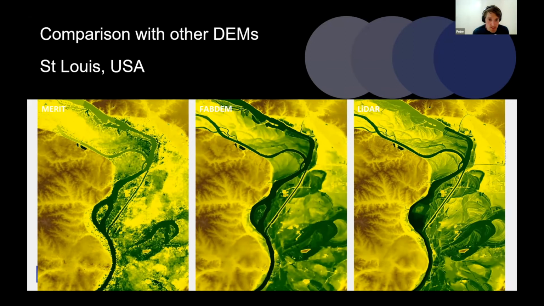In addition, towards the bottom of the area, the center of St. Louis, there are a few areas where you can tell raised up areas from MERIT have been removed, which is a result of the cleaning up of the Copernicus DEM into FabDEM. Next slide.